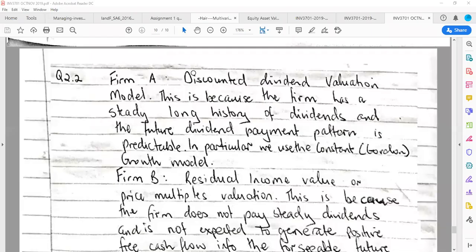Okay, so let's start with Firm A. A discounted dividend valuation model would be most appropriate for Firm A because the firm has a steady, long history of dividends. Future dividend payment is predictable. In particular, we can use the constant growth model to determine the price of the share in this case.